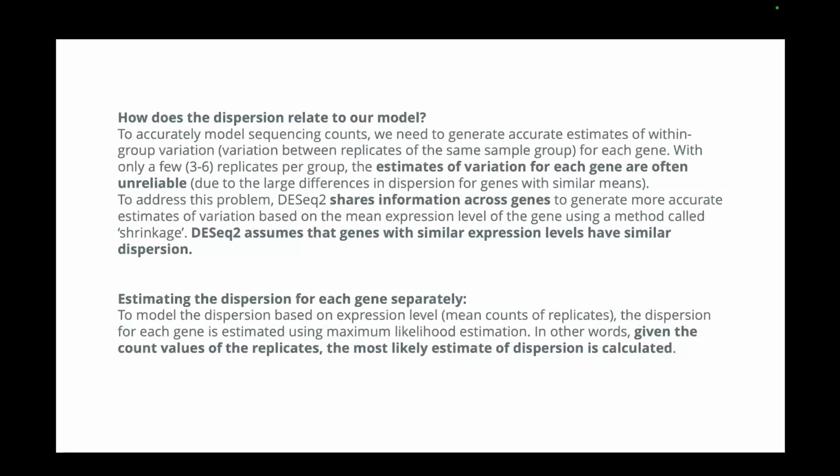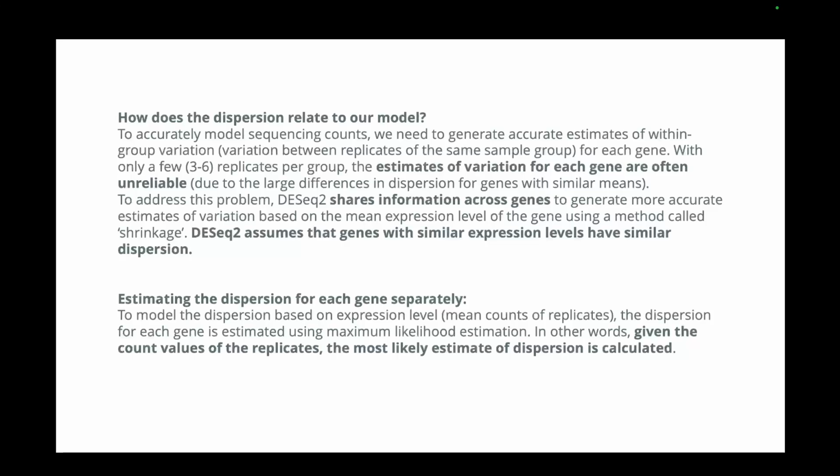Now, how does this dispersion relate to our model? To accurately model sequencing counts, we need to generate accurate estimates of within-group variation between replicates of the same group, for each of the genes. With only a few replicates per group, estimation of variation for each gene is often unreliable due to large differences in dispersion for genes with similar means. To address this problem, DESeq2 shares information across genes to generate more accurate estimation of variation based on the mean expression level of the gene using a method called shrinkage. DESeq2 assumes that genes with similar expression have similar dispersion. This is also a very important assumption in the model.